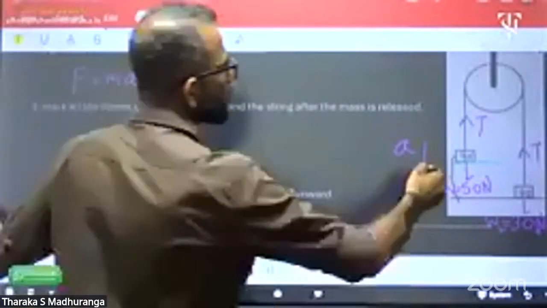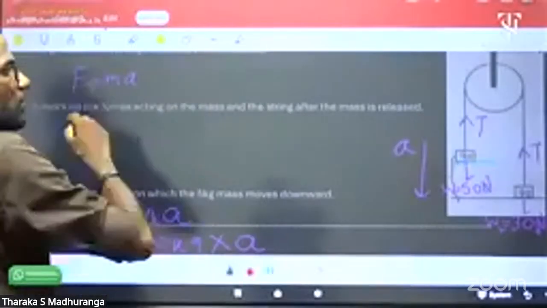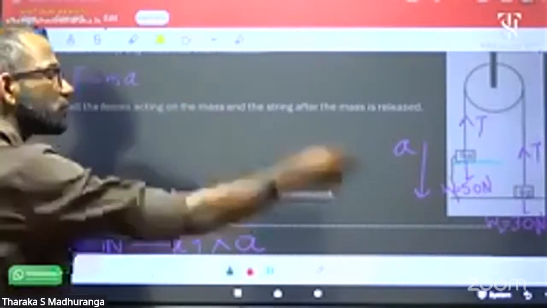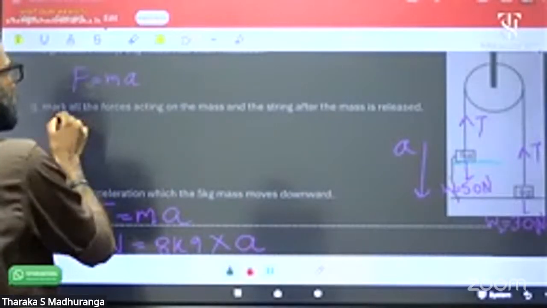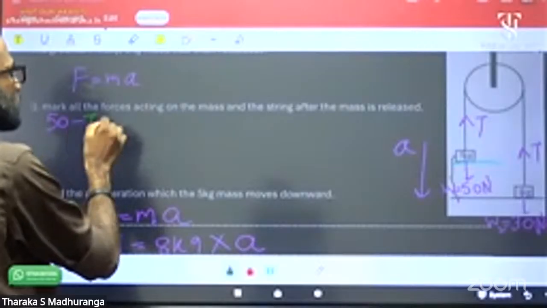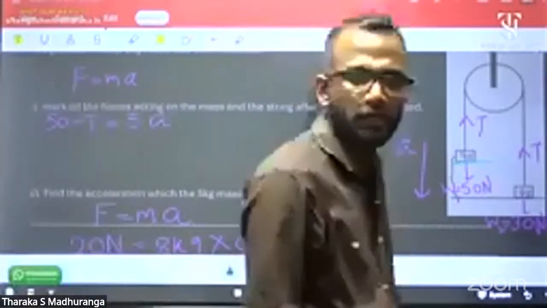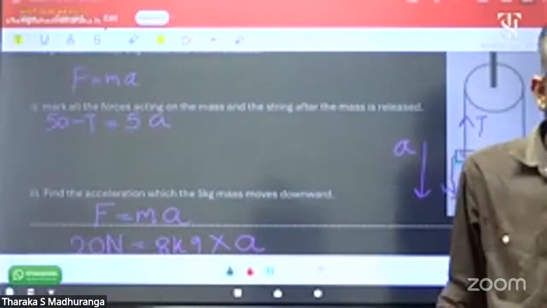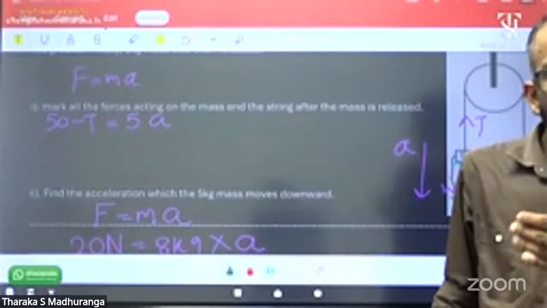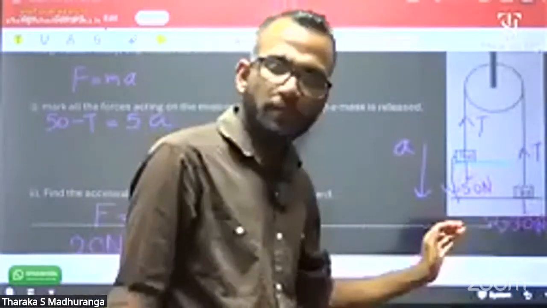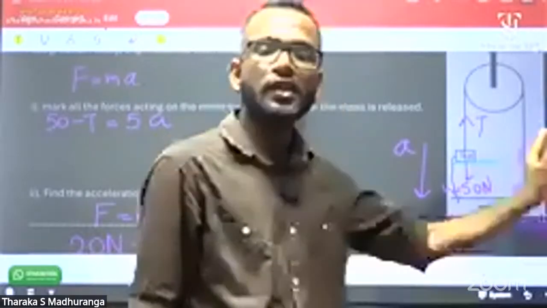Then we take them separately. The 5 kilogram mass is moving downward, so 50 minus T equals 5a. That's my first equation, right? Why? The resultant force. 50 is greater than T, so it is moving downward. Now on this side, T is greater than 30, so that side is moving upward.